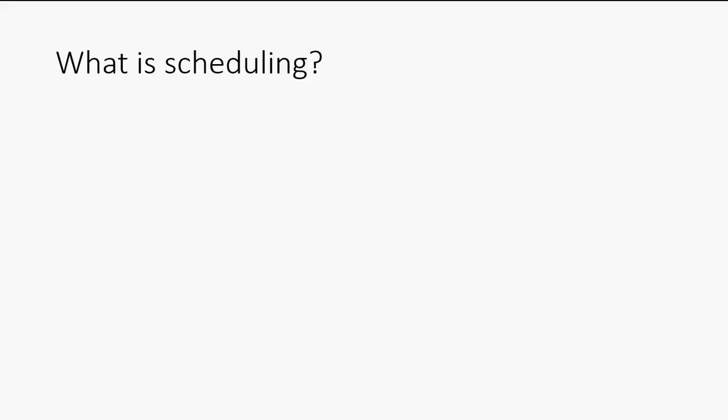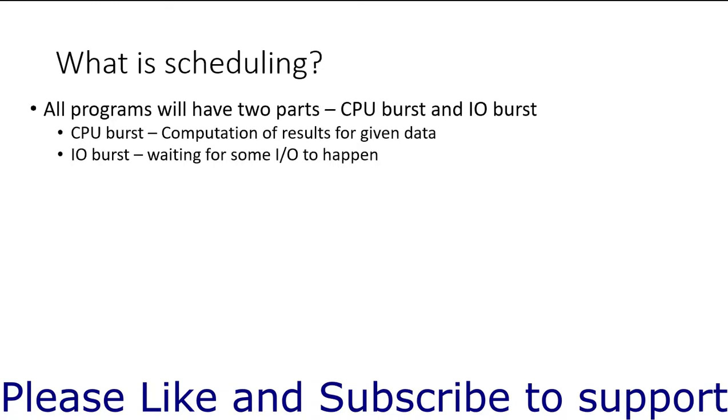What is scheduling? Before we go into that, let us understand how programs work. As mentioned here, all programs will have two parts: one is a CPU burst and another is an IO burst. So what does CPU burst mean? CPU burst means computation of results for a given data.